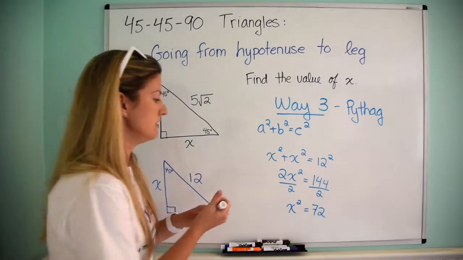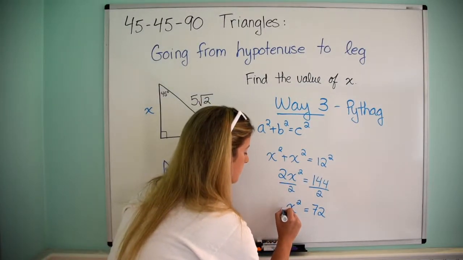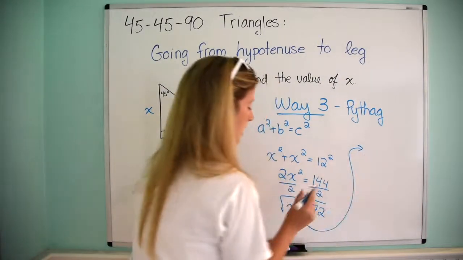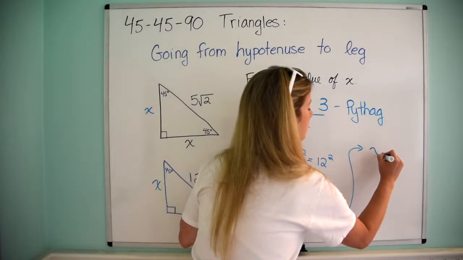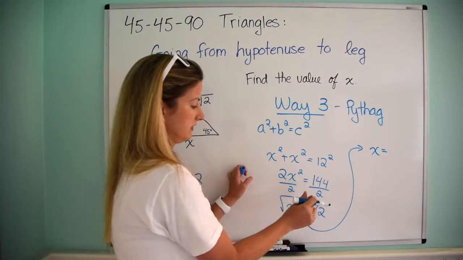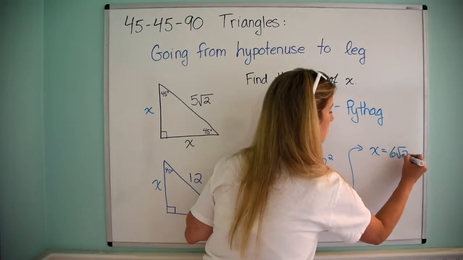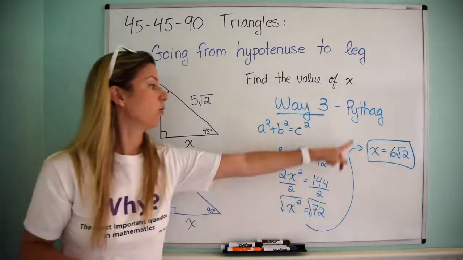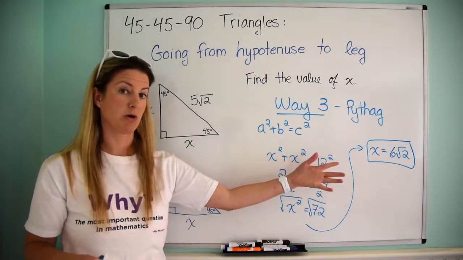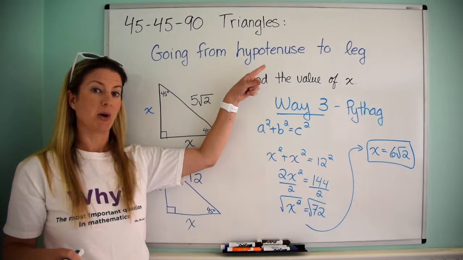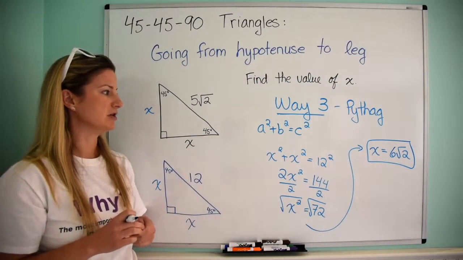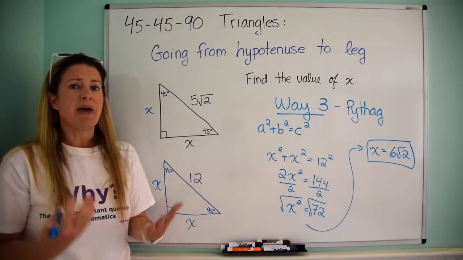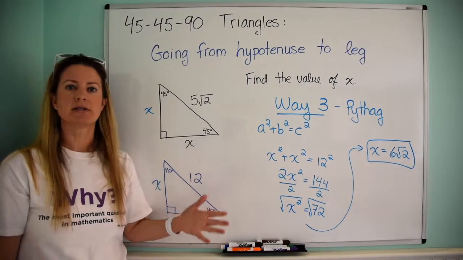All right. So now we are going to take the square root of both sides, okay? And I'm going to kind of come up here, okay? And so then we get x equals, and the square root of 72 is just 6 root 2, okay? And if you want to know what all the math is to get from here to here, the square root of 72, you can click right there. I have a video on it of me finding the square root of 72. So that's way 3.